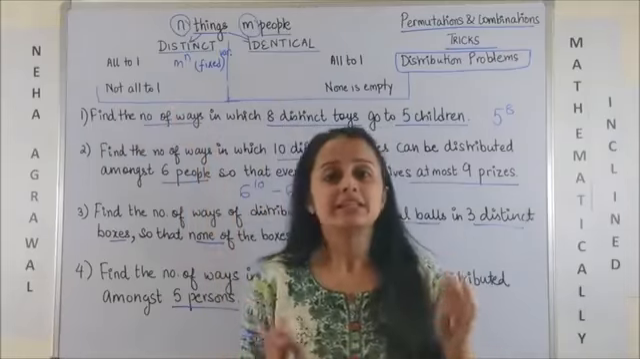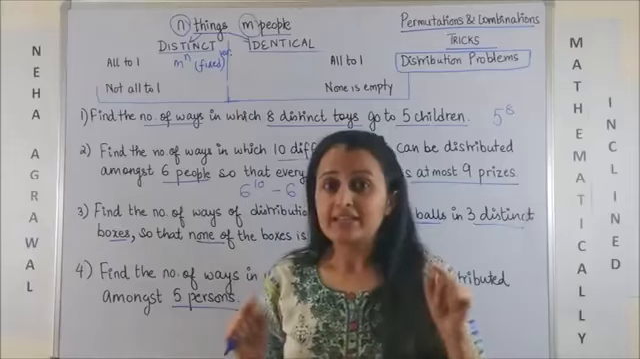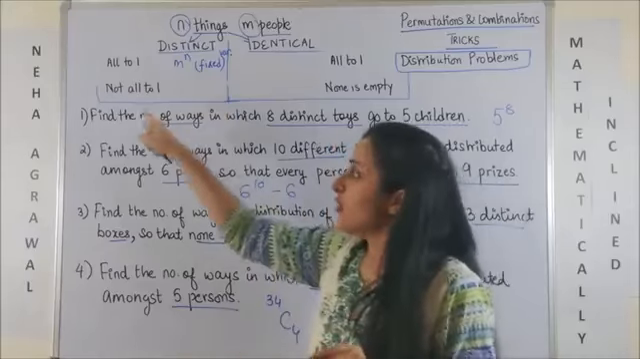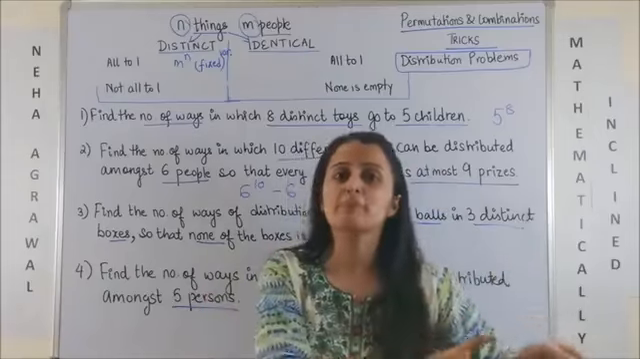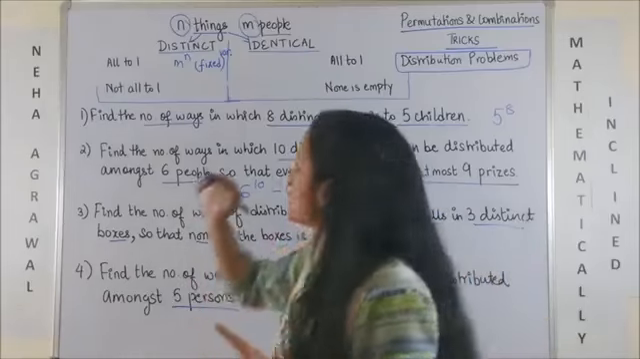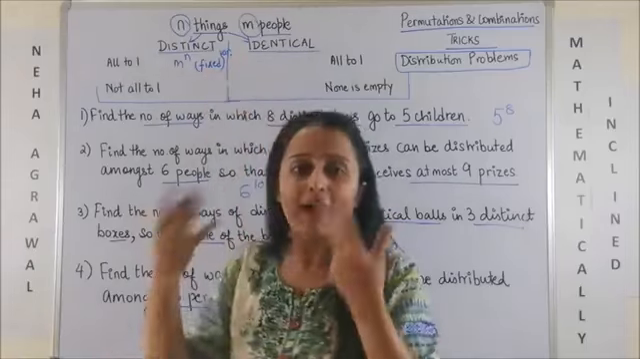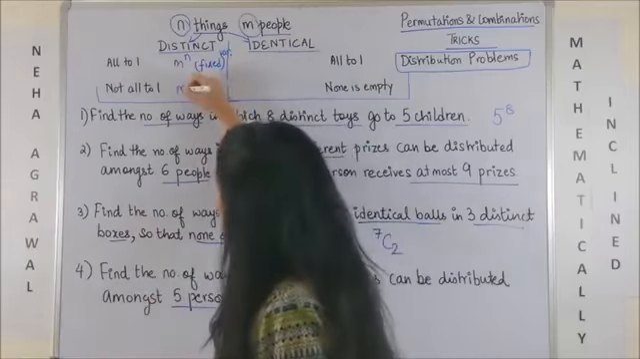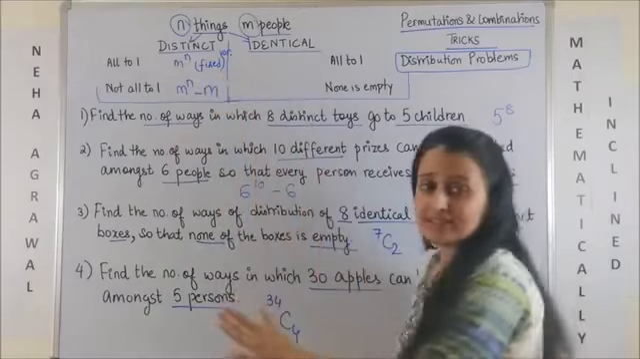Not all to one. That means there is a condition in the question specifying that not all the prizes or all the toys go to the same person. In that case, all you are going to do is fixed raised to power variable minus fixed. That means m raised to power n minus m. Look at the second question.